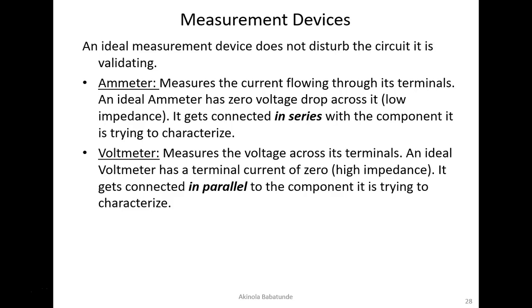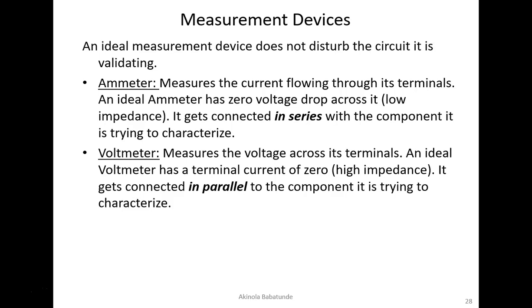Okay, across its terminals, an ideal voltmeter has a terminal current of 0. That would mean high impedance. When the current is 0, it means high impedance. When the impedance is high, it simply means current cannot flow through the resistance. The impedance is an equivalent of resistance when we are dealing with our resistive circuit here. So it simply means when that is high, the current cannot flow through. Hence, the current flowing through that circuit element of that terminal is going to be equal to 0.